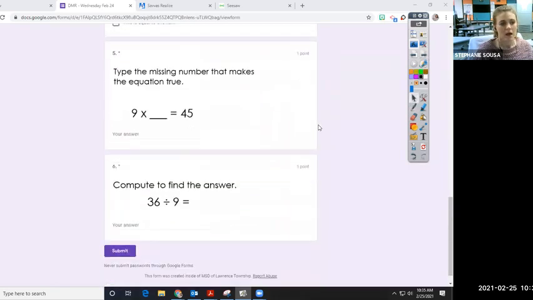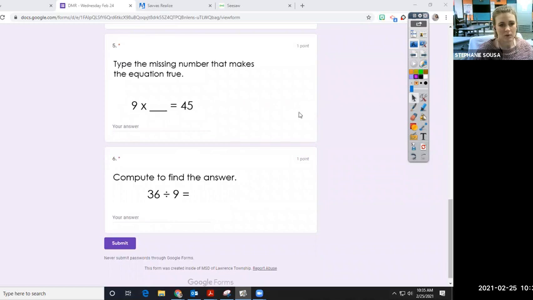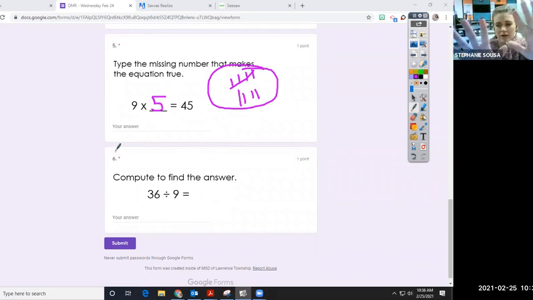Alrighty then. Type the missing number that makes the equation true. 9 times something equals 45. I don't have a 9s song, but I do have a 9s finger trick. I have groups of 9 that I can draw and count as I go, or I can have the fact memorized and know that it's 9 times 5 equals 45. If I want to use my finger trick, I can go like this. 1, 2, 3, 4, 5, and put the 5th one down. There are 4 tens. There are 5 ones. 45. So 9 times 5 is equal to 45.